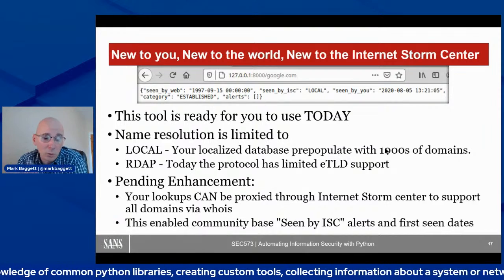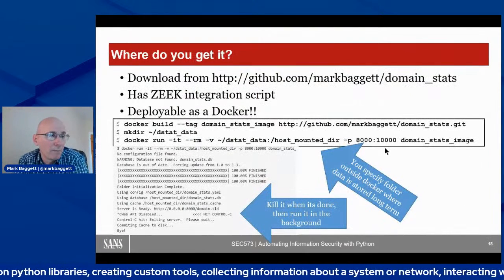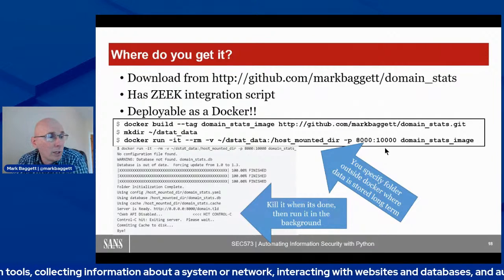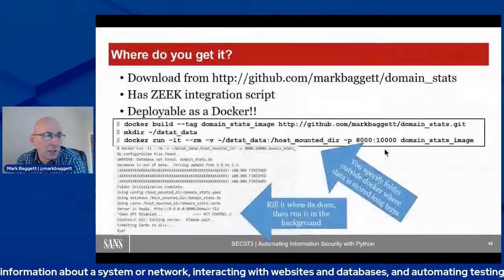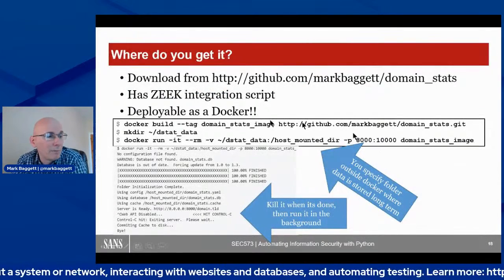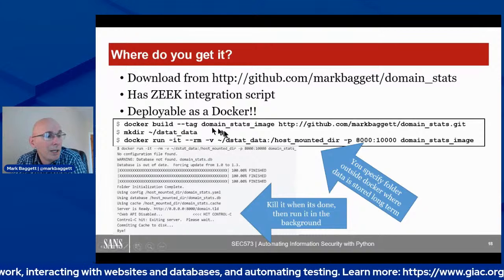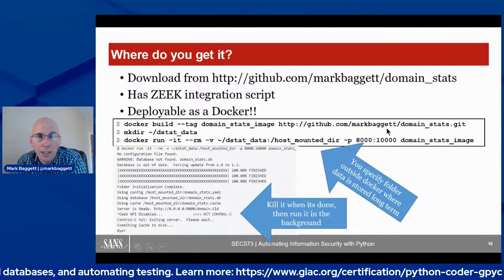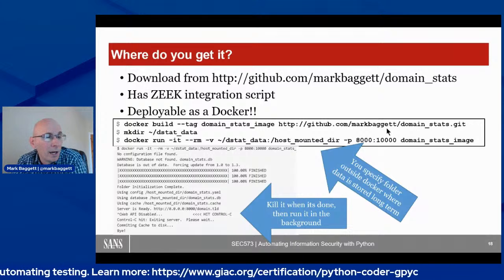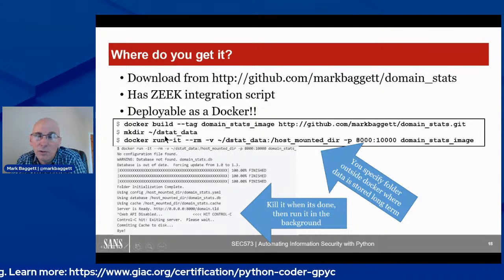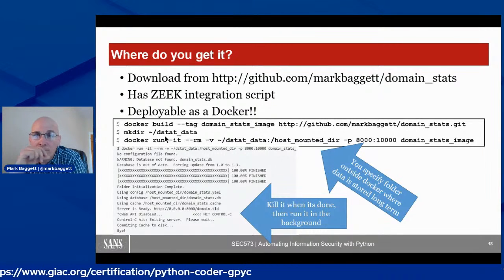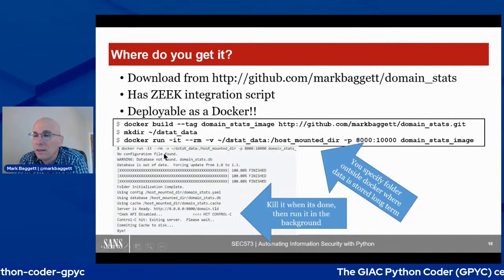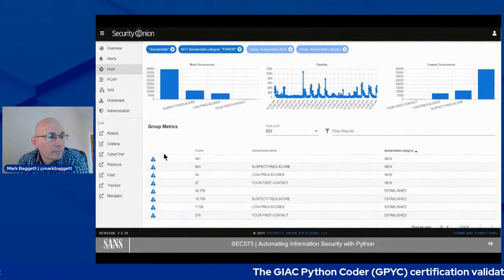And again, this is a free tool. You can download this again off of my GitHub page. It can also be deployed as a Docker. If you want to deploy it as a Docker, there are instructions in the README file for doing that. Basically, you can just do a Docker build, give it a tag, and then point it at my GitHub page, and it will download and create a Docker container for you. After you've created that Docker, you're going to need to run it once to create the configuration file. But once you've done that, then it can run as a Docker.